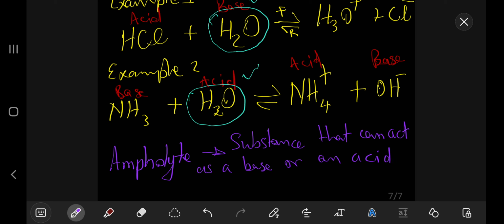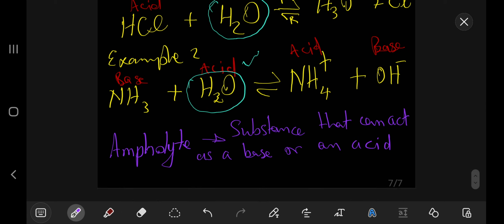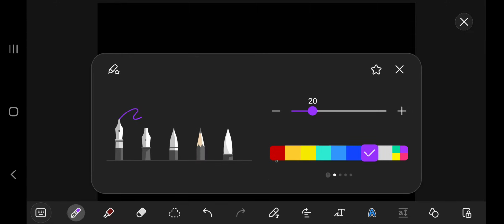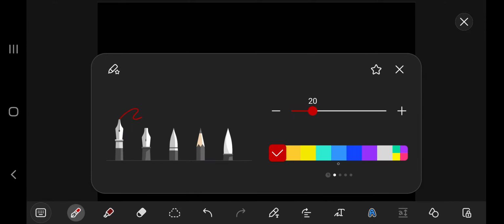So it's important to be able to identify the ampholyte. If you look at reactions, just check whether in the first reaction it is a base or an acid, and check in the second reaction whether it is an acid or a base, right? Okay, so that is another important definition, an ampholyte. Okay, let's go to another example of an acid. Let's say we have sulfuric acid.